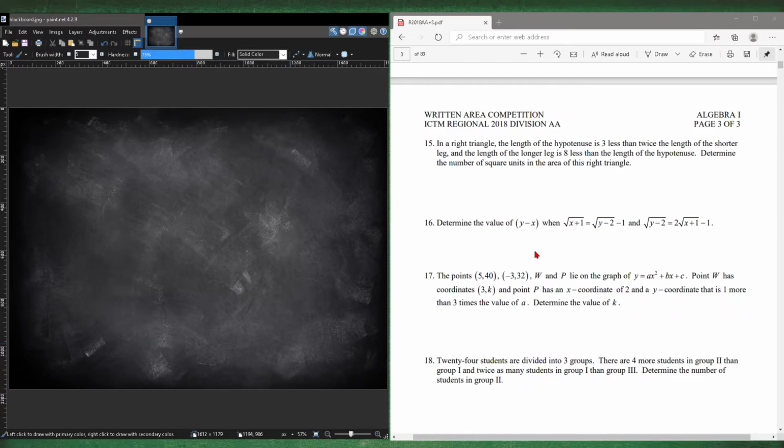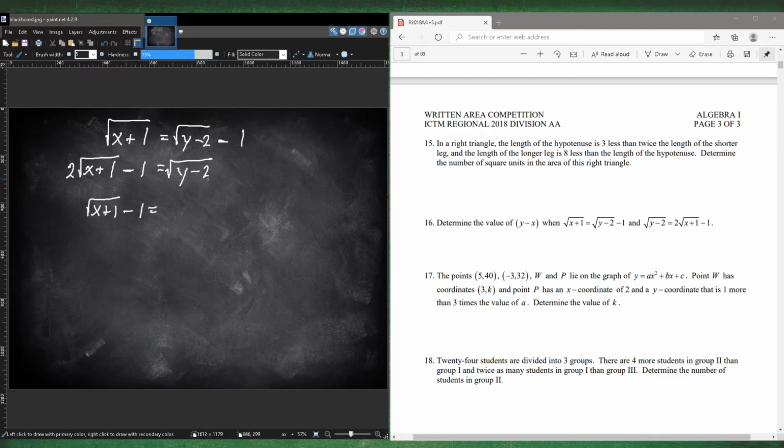Okay, number 16. Determine the value of y minus x when square root x plus 1 equals square root y minus 2 minus 1. And then on this side, I'm just going to rewrite it so they both have the same side. So y is equal to 2 square root x plus 1 and then minus 1. Okay, so I see that these two terms are the same and these two are the same. So let's subtract the second equation by the first equation. So 2 square root x plus 1 minus square root x plus 1, that's just square root x plus 1. And then there's that negative 1.